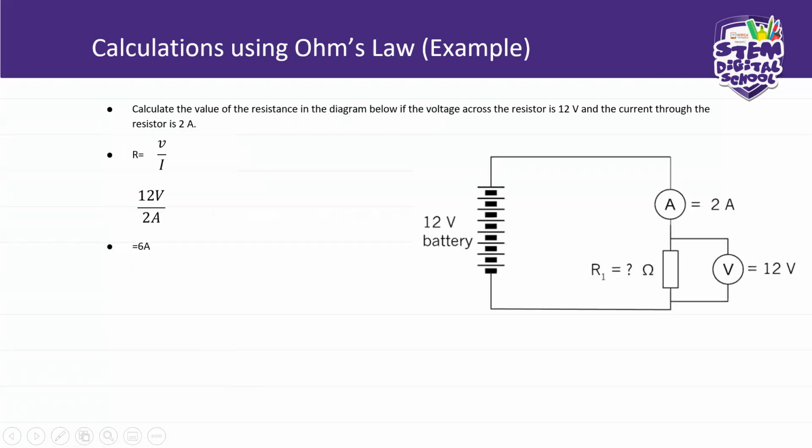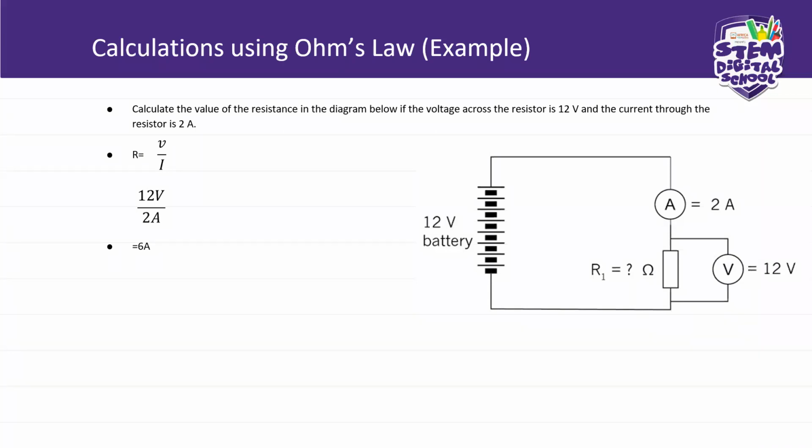Now, let us look at the calculations using Ohm's law. This is just an example. Example 1: Calculate the value of the resistance in the diagram below if the voltage across the resistor is 12 volts and the current through the resistor is 2 amps.